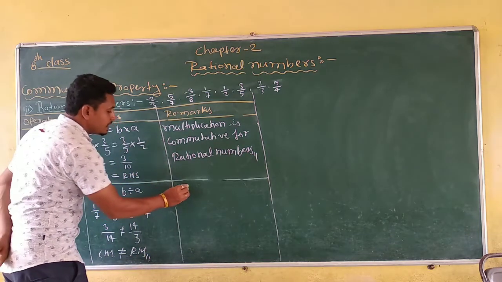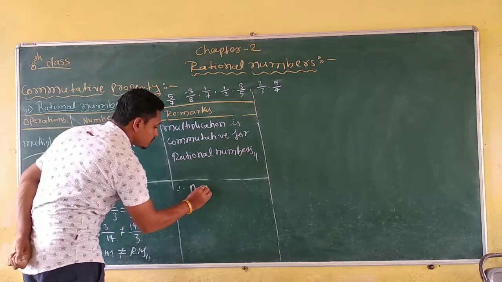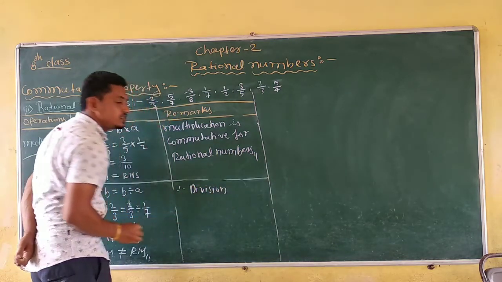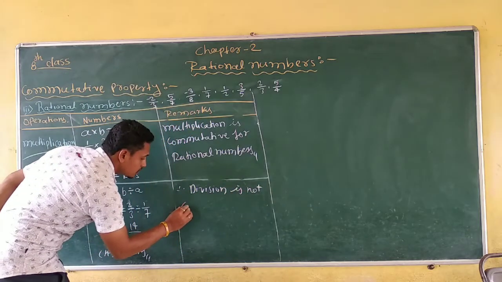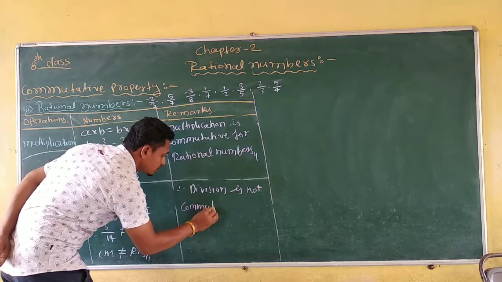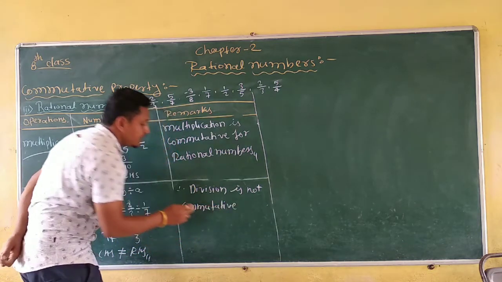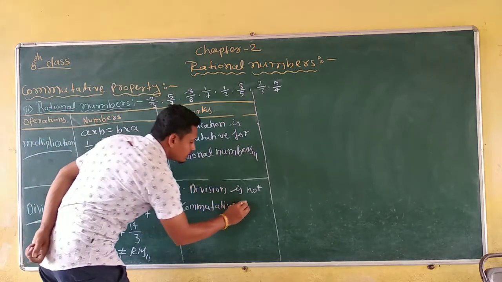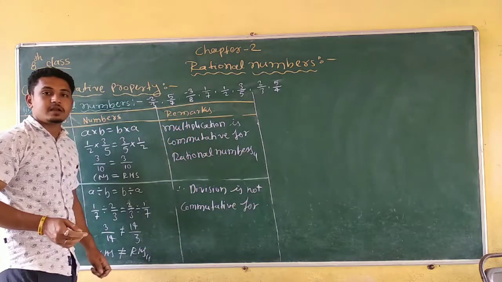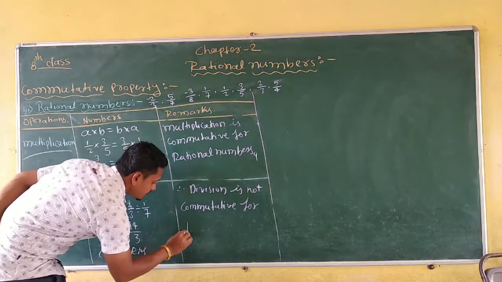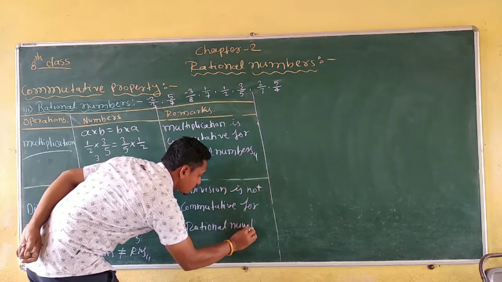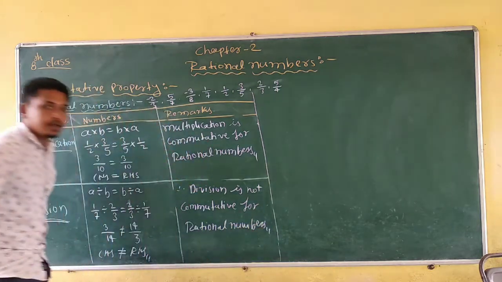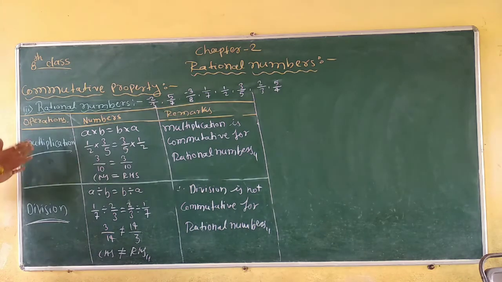So our remark is therefore that division is not commutative for rational numbers. That's right. So this is the commutative property for rational numbers.